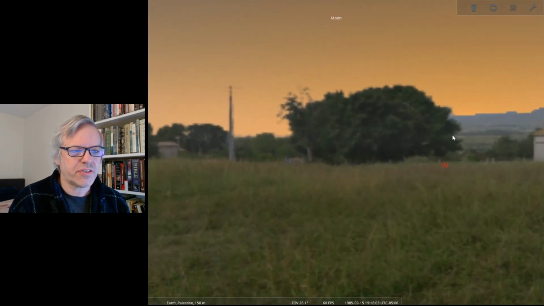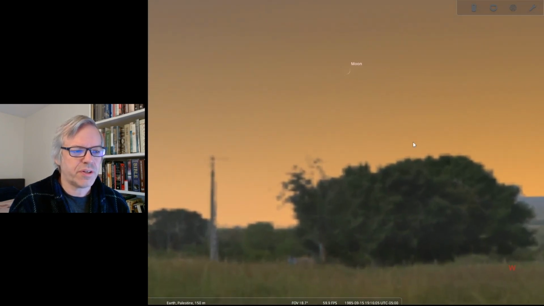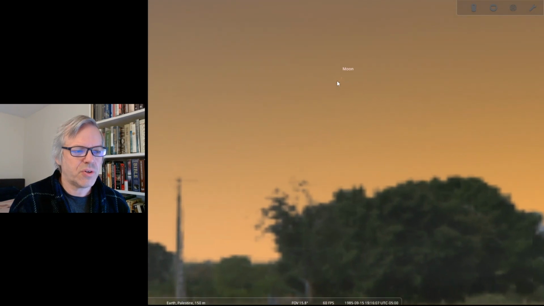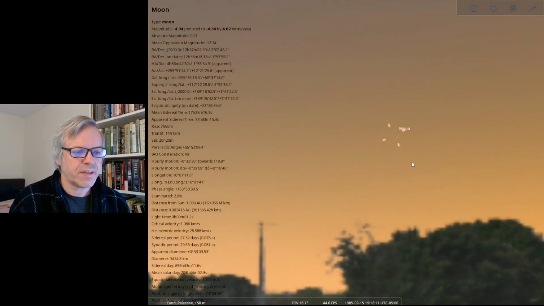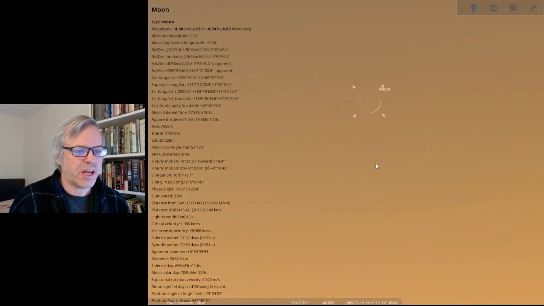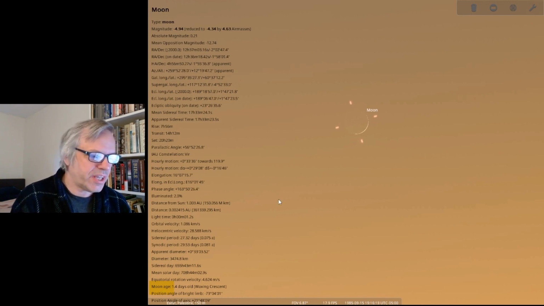But the sun has just set, and as you can see, if I zoom in here, we can see the moon, and the moon is what this is called a new moon. If I click on the moon, we get lots of technical information about the moon. But the one I'm looking at is down here, moon age at the bottom.